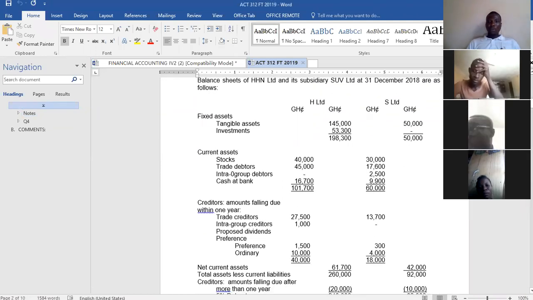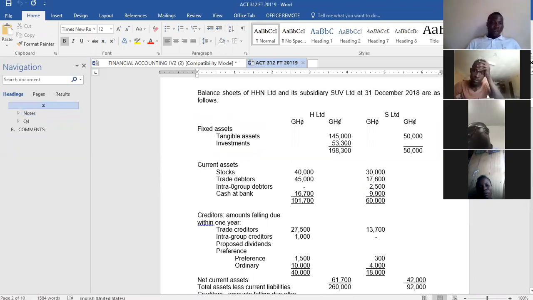The question reads: the balance sheet of HPLC Limited and its subsidiary S Limited on December 31st, 2012 is as follows. Don't worry, the one in your book is 2012 and the one in my illustration is 2018. It's the same thing, just a matter of changing names.